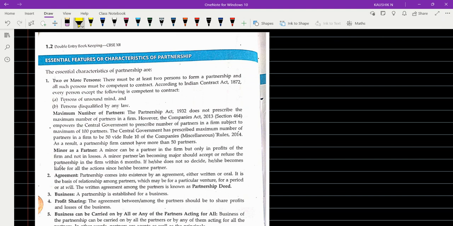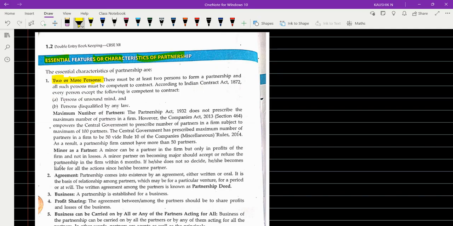Right, coming to the essential features, that means characteristics, of a partnership. The first and foremost is two or more persons. The definition of partnership says it is a business where two or more persons are involved. Two is the minimum count, more is the maximum. We should know the maximum. There should be a minimum and maximum count for any business.